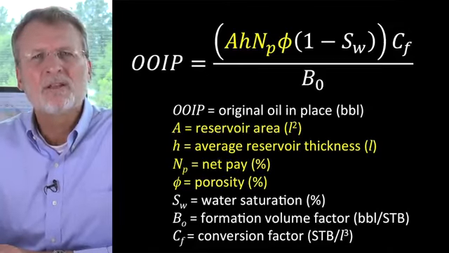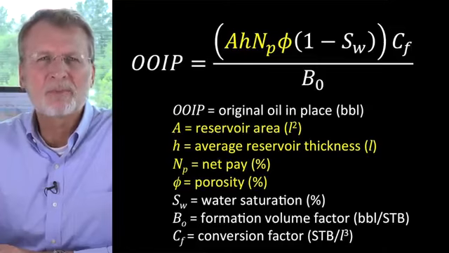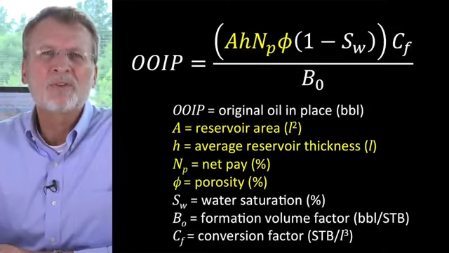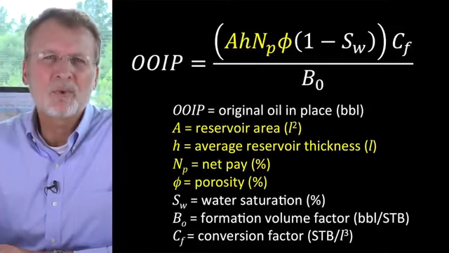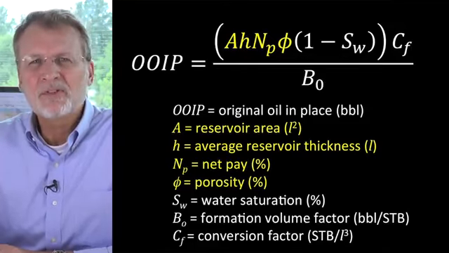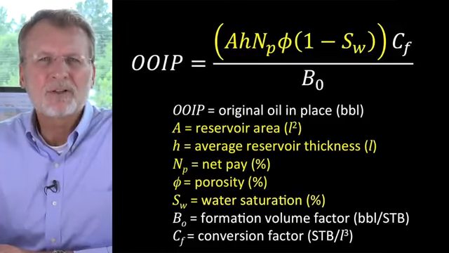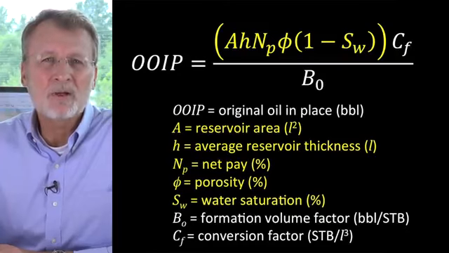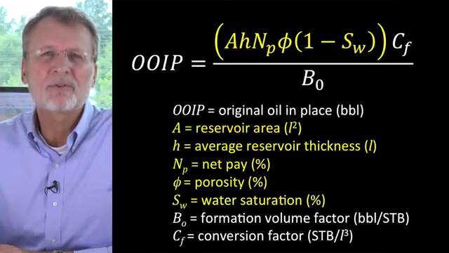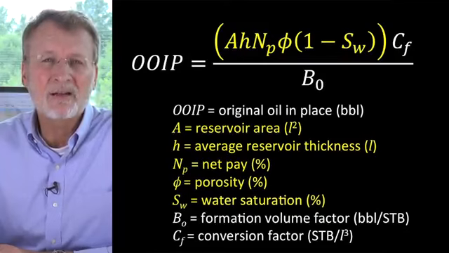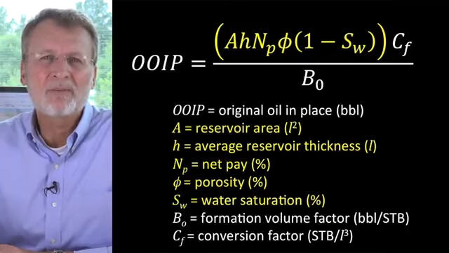In turn, the net pay zone is multiplied by the porosity of the reservoir, which is the volume of the reservoir that is void space within the rock and contains fluids. So this point in the calculation yields the total fluid volume of the net pay zone. The fluid volume is then multiplied by 1 minus the water saturation, or the fraction of the fluid that is not water. So we now have the volume of oil or gas.